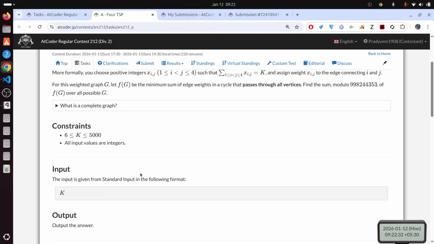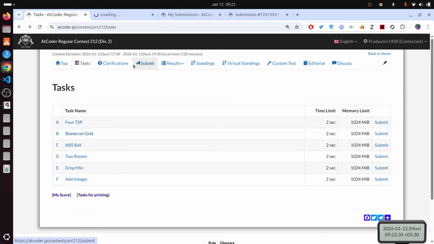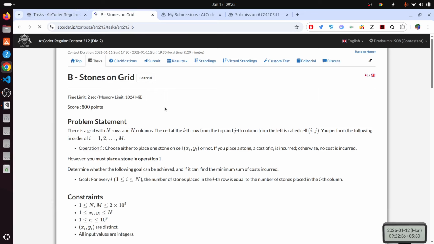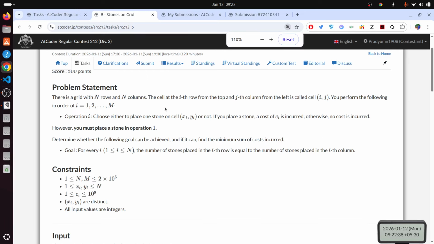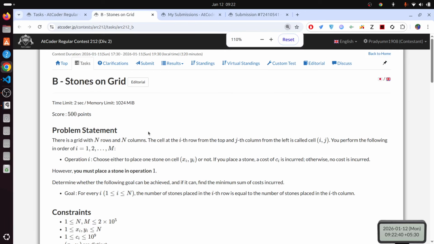Now let's move on to B, which is called stones on grid. There is a grid with n rows and n columns. The cell at the ith row from the top and jth column is called ij. You perform the following in order of 1 to m. Operation i: choose either to place one stone on cell xy or not.